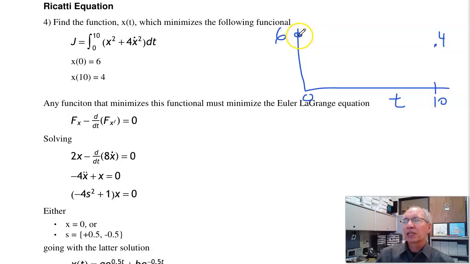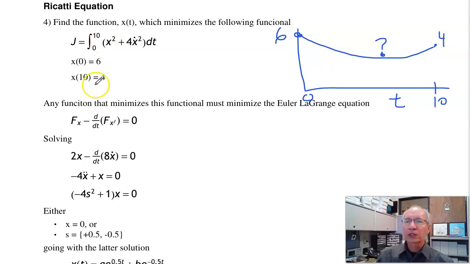If I just want to minimize x squared, I'll go down to 0 and come back up. Minimize x dot squared, I'll just go 6 to 4. If I want to do a combination of the two, what is that path? Well, this is where calculus of variations again comes into play. Any solution has to satisfy the Euler-Lagrange equation.